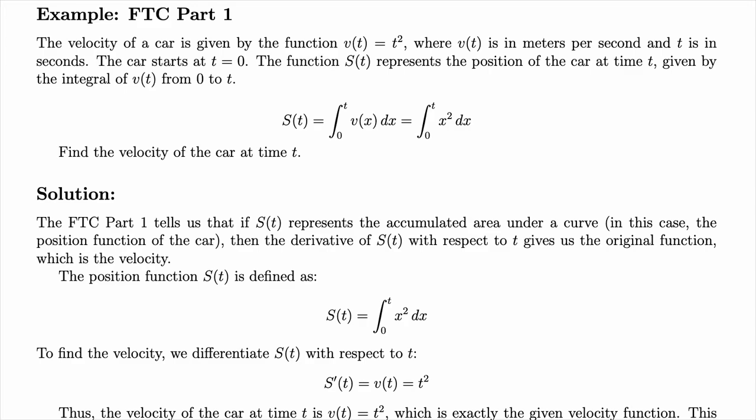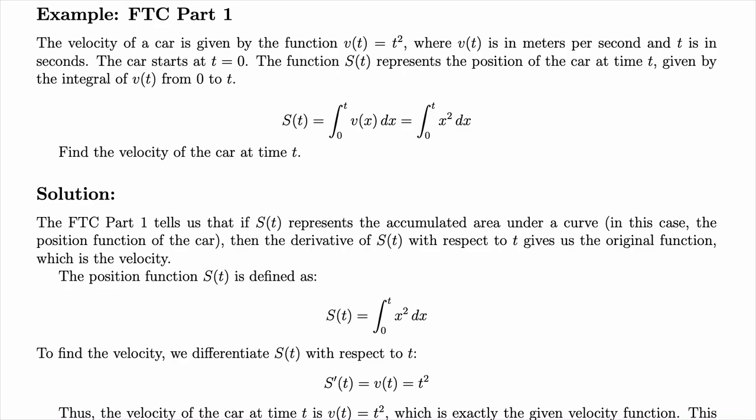So let's go ahead and look at an example walkthrough of FTC Part 1. The velocity of a car is given by the function v of t equals t squared, where v of t is in meters per second and t is in seconds. The car starts at time t equals 0.